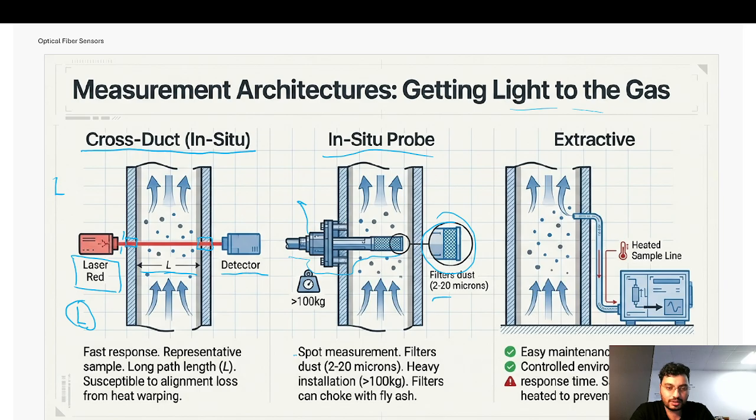What is the problem with this, and why do we need to go for the cross duct one? Because the in situ probe measurement requires very heavy installation, more than hundreds of kgs of instruments and apparatus you need to install in the chamber to measure those gas concentration levels.